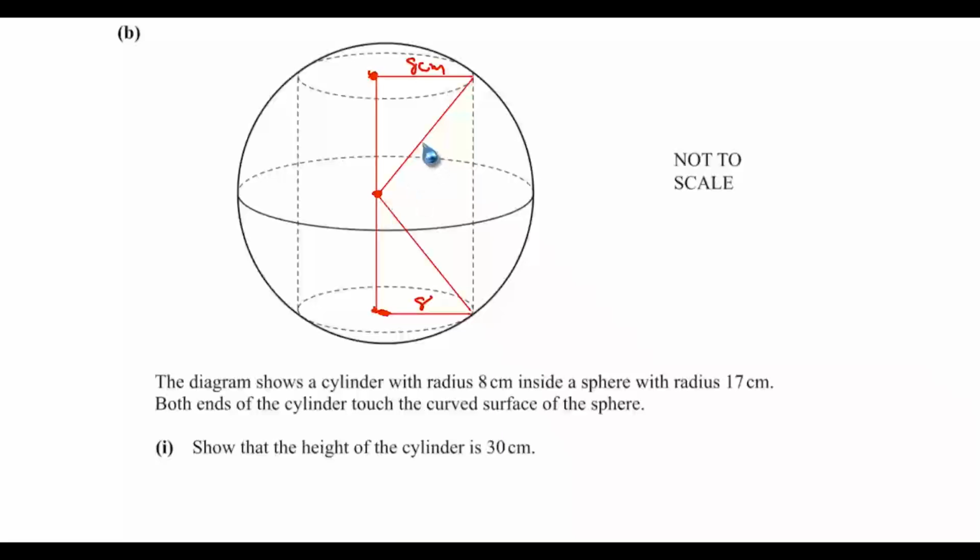The radius is 17. So this is 17 centimeters, and of course this is also 17 centimeters. This will be a right angle here, and this will also be a right angle. The height of the cylinder will be h. If this is the origin, from here to here I can say it is h1, that's the height. From here to here I can say is h2 for this second triangle. So the height will definitely be h1 plus h2.